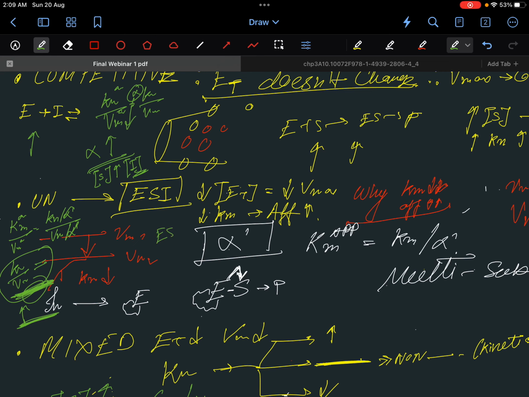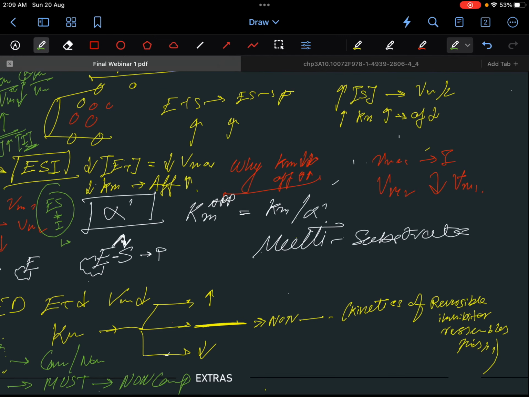It is binding to the ES. It is binding to the ES, so it is forming ESI. If you increase the substrate concentration, it will only increase the ES concentration, right? So there is no way by increasing substrate that you can wash off the effects of inhibitor. No, you cannot do that. Even mathematically there is no alpha factor by which you can increase the substrate concentration, because the Km by Vmax value is constant in uncompetitive.